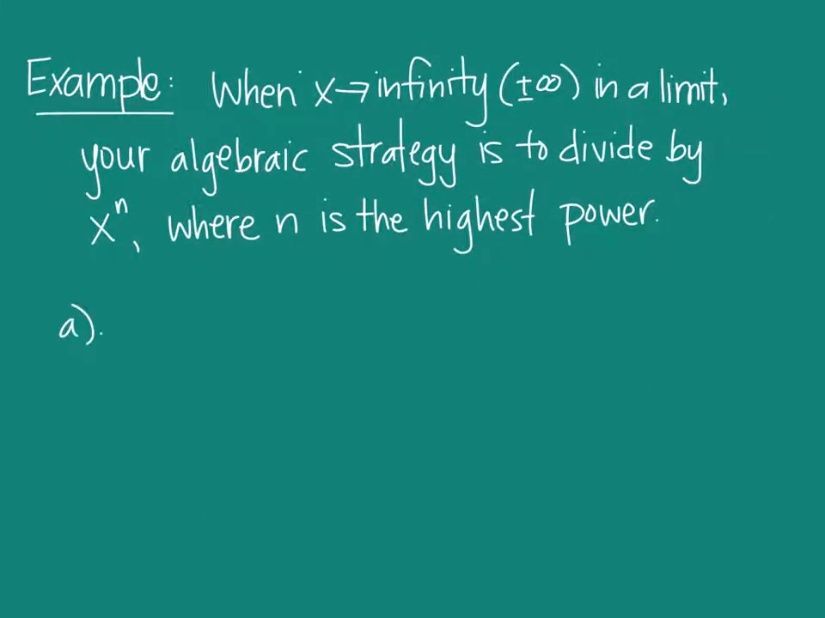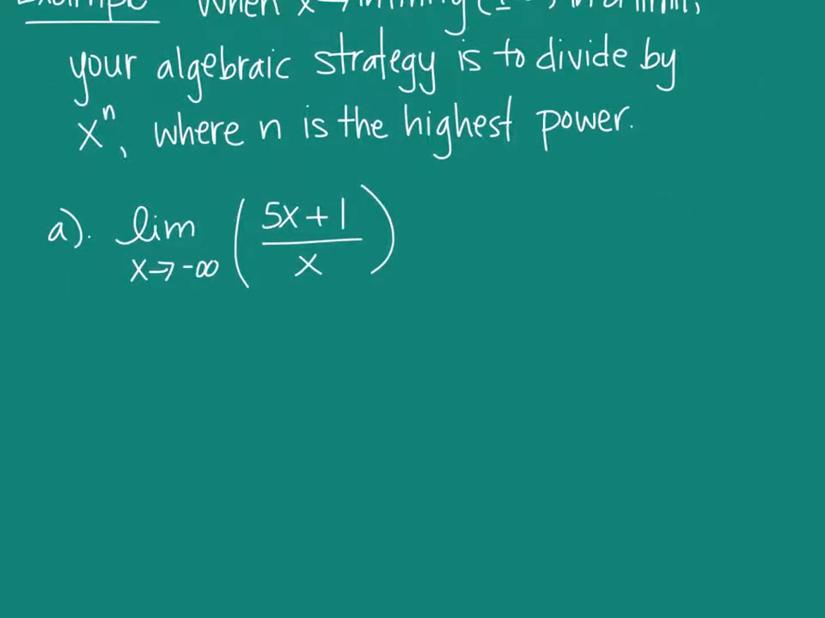So if we're going to take, say, a limit as x approaches negative infinity of the problem 5x plus 1 over x, and we want to evaluate that, you don't just plug infinity in. Well, why not? What would happen if you did plug infinity in? We'd get negative 5 times infinity, plus 1, all over negative infinity.